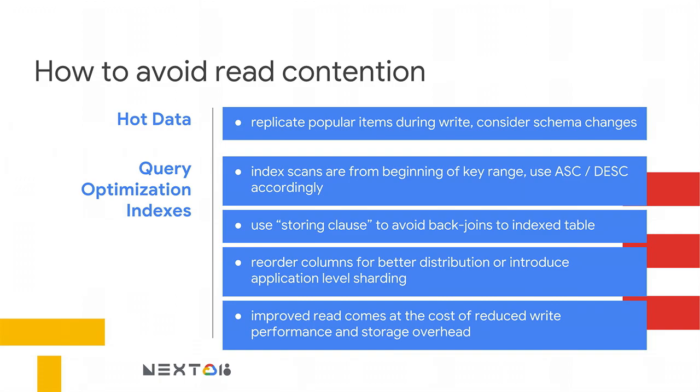Or if you can, look at your schema to see if you can do things like reordering columns to avoid these hot data spots. Another thing, indexes. Consider how you define your indexes. The same goes for primary keys. Spanner always scans from the top of the table.